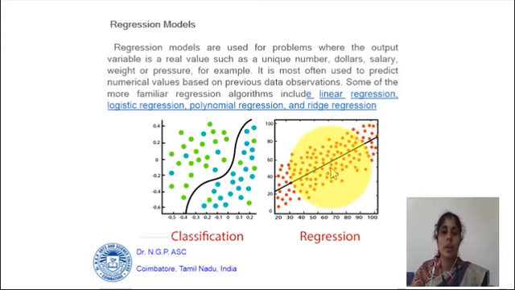So let us see what regression means and how we are going to solve the problem in regression. Regression models are used for problems where the output variable is a real value, such as a unique number, dollars, salary, weight or pressure. It is most often used to predict numerical values based on previous data observation. Some familiar algorithms for regression include linear regression, logistic regression, polynomial regression and ridge regression. So the output variable is a real value, which shows a unique number or dollars, salaries, and all these things could be your regression. So there is a vast difference between regression and classification.